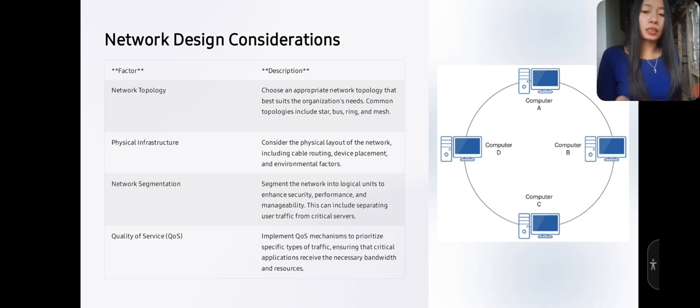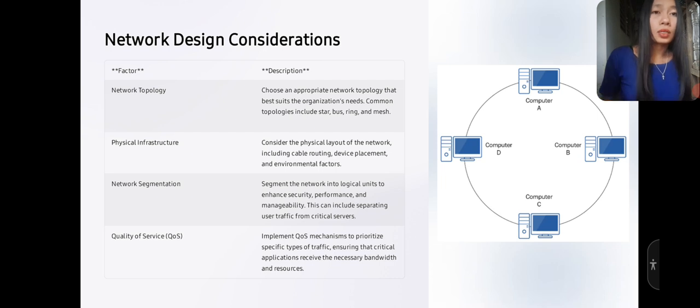And the last is the mesh topology. A network configuration where devices are connected directly to multiple other devices, forming a mesh-like structure. This decentralized design allows data to travel through multiple paths, enhancing redundancy and fault tolerance.